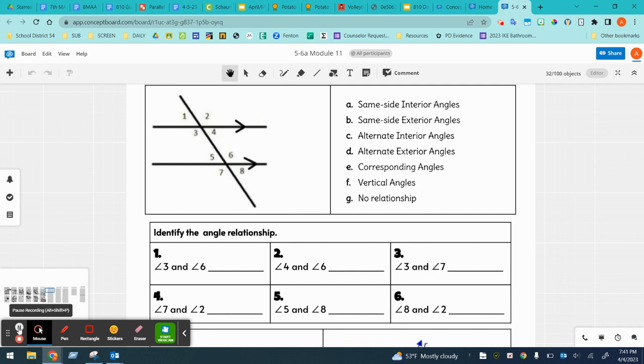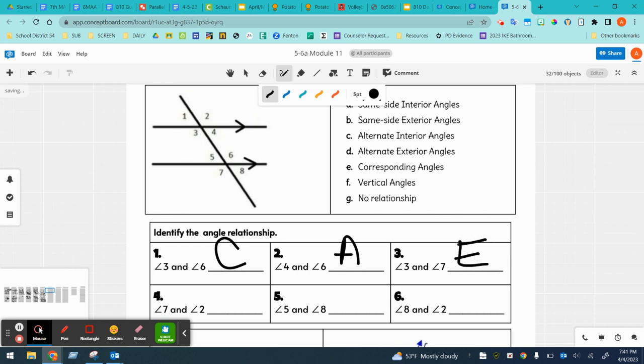All right, so now that we are restarting, we have all of the correct answers in. And if you look at angle 3 and angle 6, I hope you said alternate interior, which is C. Angle 4 and 6 is same side interior, which would be A. We got number 3, we got angle 3 and 7, which is corresponding, so you should have put E. We got angle 7 and 2, alternate exterior, which is D. Angle 5 and angle 8 are vertical angles, which is F.